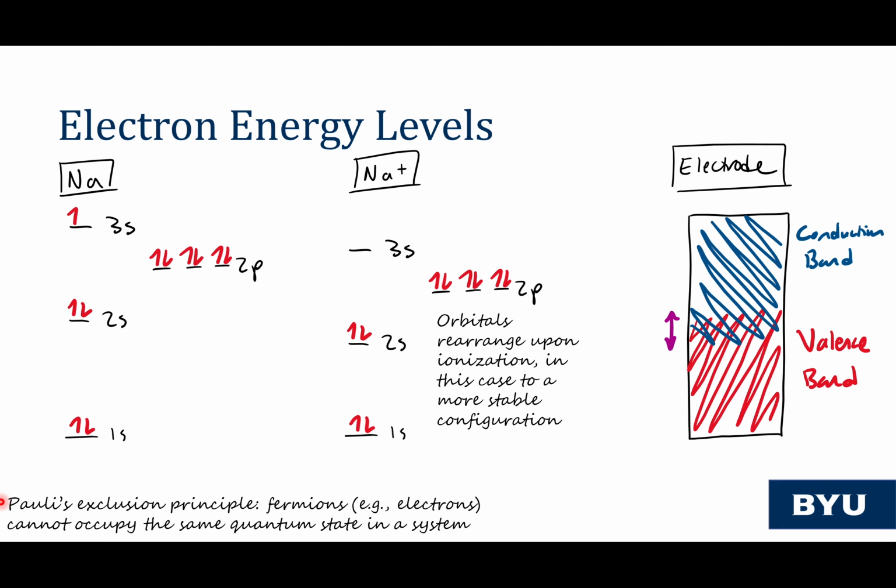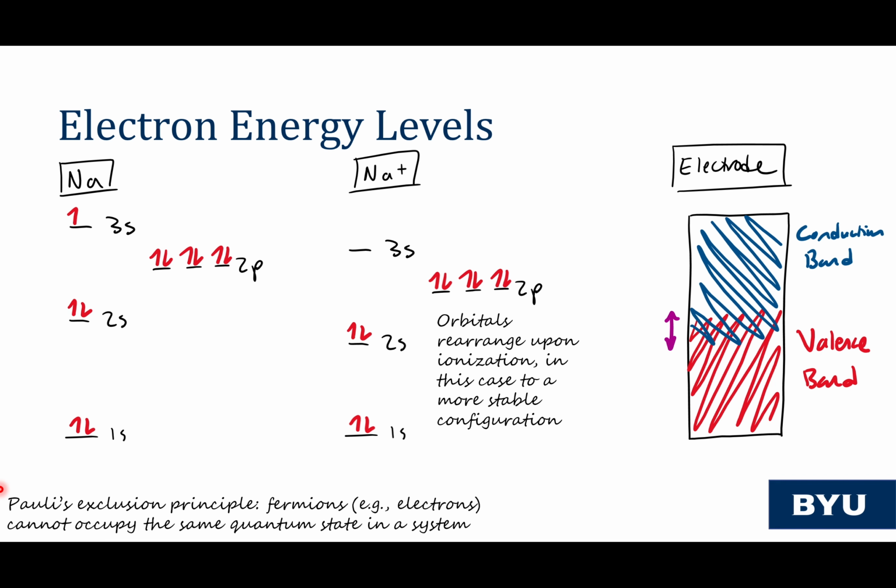If you recall from any chemistry classes that you've taken before, there are orbitals that electrons occupy. These orbitals are governed by quantum mechanics and also by a principle called Pauli's exclusion principle, which states that fermions, like electrons, cannot occupy the same quantum state inside of a system. What that means is that within every orbital there are two possible options. We can have a spin-up electron or a spin-down electron, but no more than that. So 2 electrons per orbital.